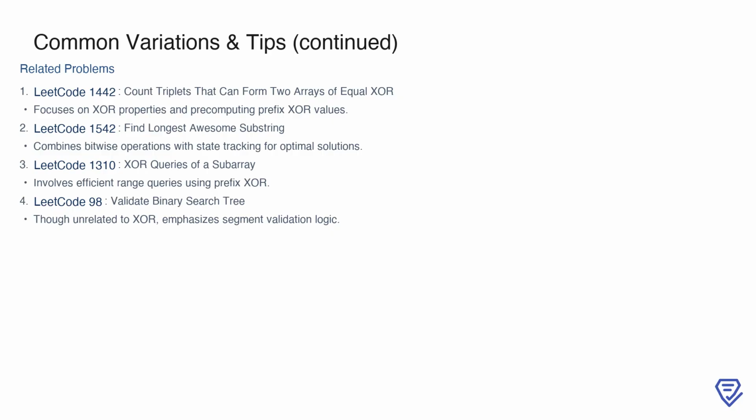This problem also connects to several related problems that leverage similar concepts. For instance, in LeetCode 1442, count triplets that can form two arrays of equal XOR. The focus is on XOR properties and the use of prefix XOR values to simplify calculations. Another example is LeetCode 1542, find longest awesome substring, which combines bitwise operations with state tracking for efficient solutions.